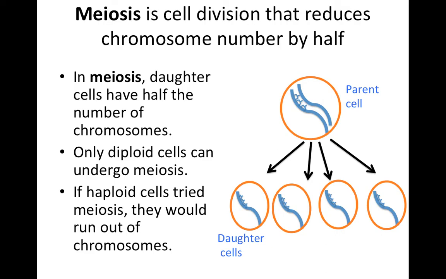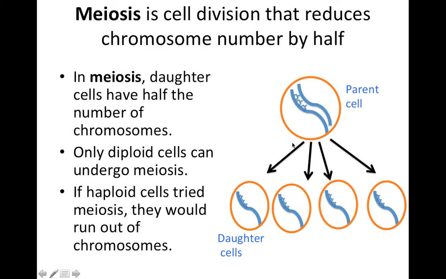Let's contrast that with the process of meiosis. Meiosis is cell division that reduces the chromosome number by half. So daughter cells have half the number of chromosomes of the parent cell. Since there's a reduction by half, only diploid cells can undergo the process of meiosis. A haploid cell already has been reduced, and so it can't go through a further reduction. If haploid cells did try meiosis, they would basically run out of chromosomes.